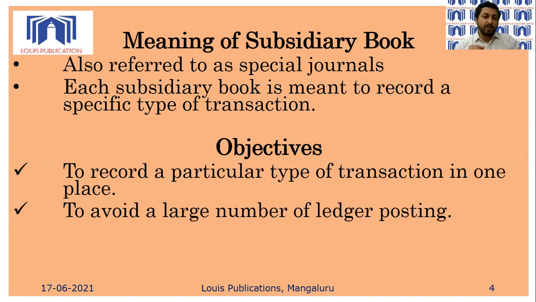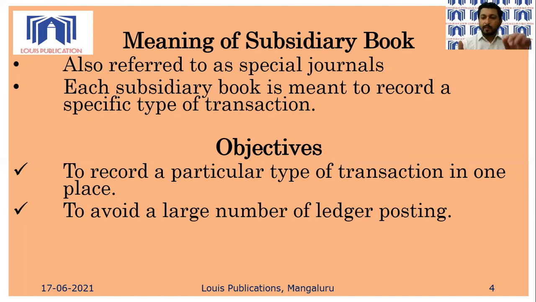Second important objective of subsidiary book is to avoid a large number of ledger postings. I can give you an example. Suppose there are 5 journal entries, and let's imagine all 5 are simple journal entries involving only 2 accounts each. So 5 into 2, 10. I will have to do 10 postings. But if I'm doing it through a subsidiary book, I will have to do only 5 plus 1. That is 6 postings only.